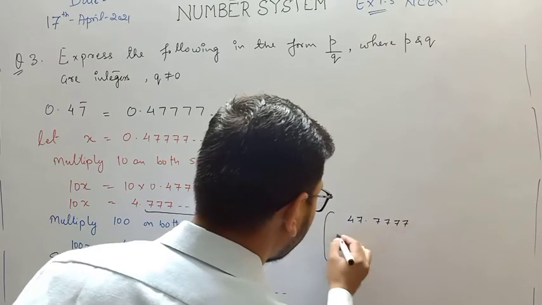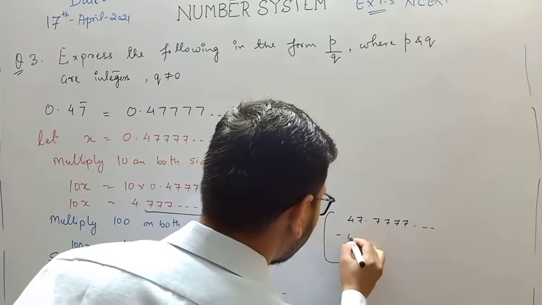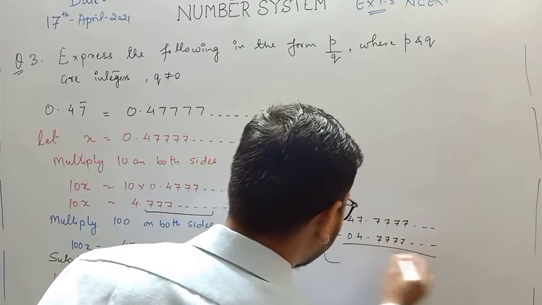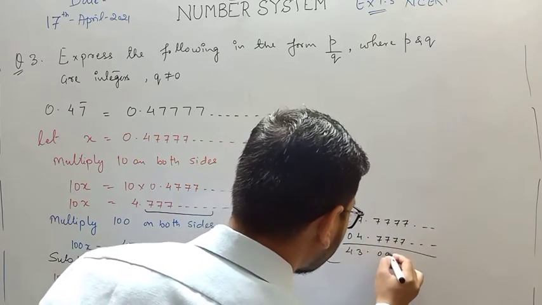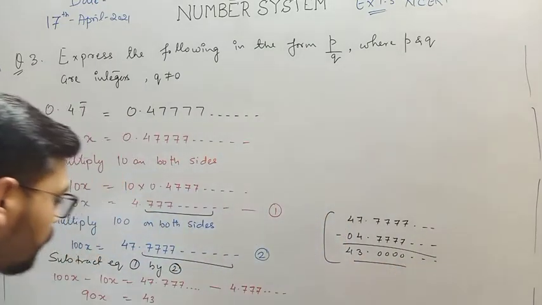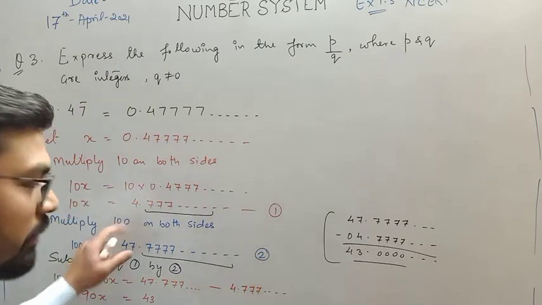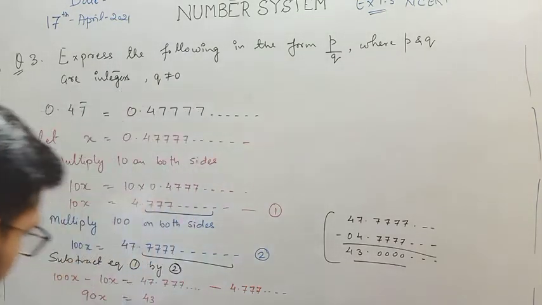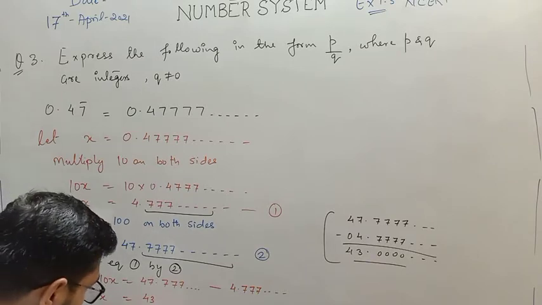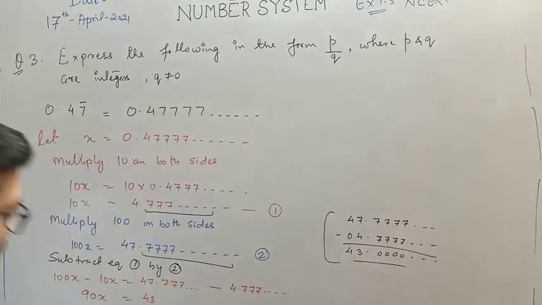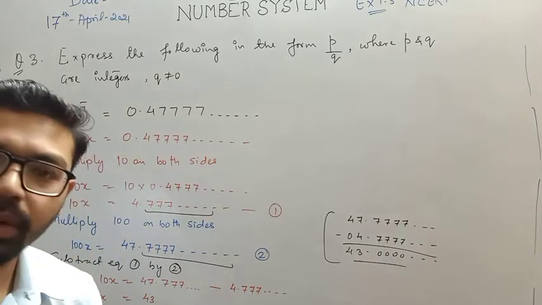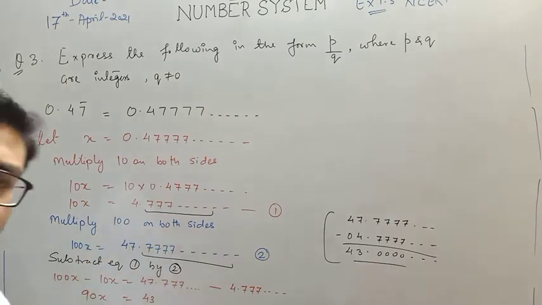47.777 minus 4.7777. What I'll get? 43.0000 and so on. So this is the 43 that I have told you, why I multiplied 10 here and why I multiplied 100 here. Okay. 43 upon 90, and this is the p upon q representation of 0.47 bar. I think this thing is clear to you all.